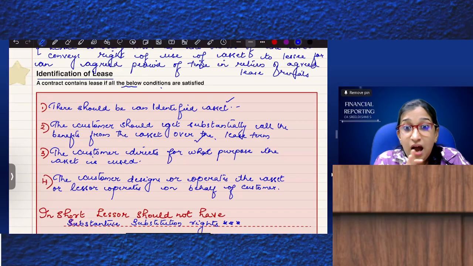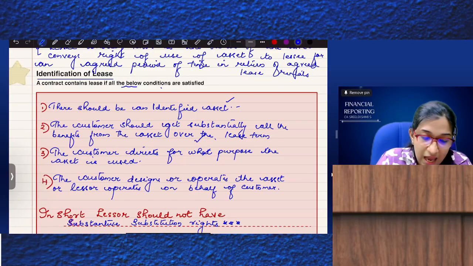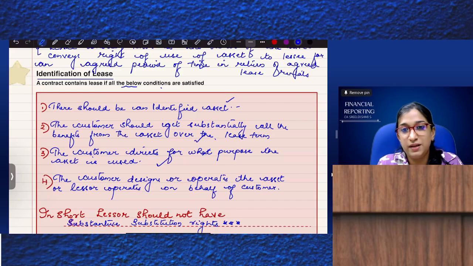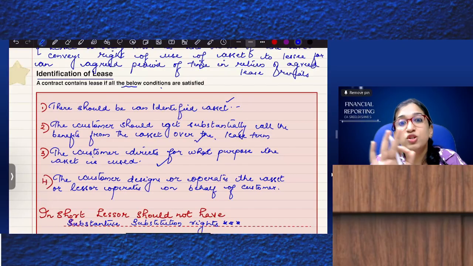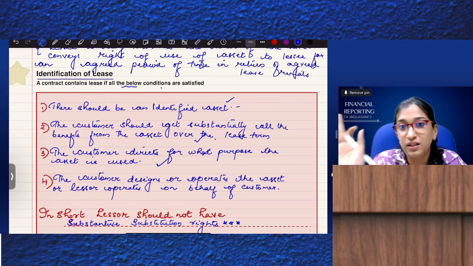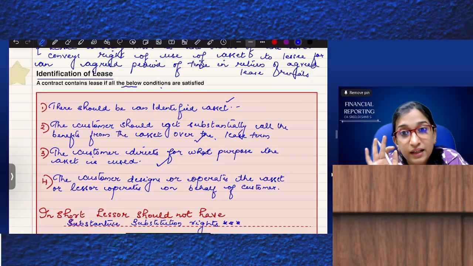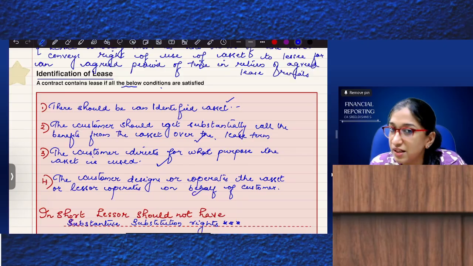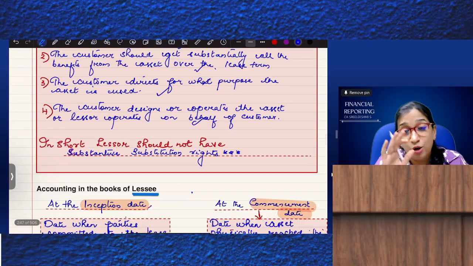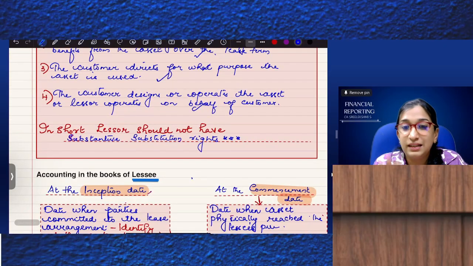the lease term. The customer should get all the benefits from the asset during the lease term, and the customer directs for what purpose and how the asset is being used. The full right of use is given, which means the lessor does not have the right. Who has the right throughout the lease term? The customer, the lessee. And the customer designs or operates the asset, or the lessor can do it on behalf of the customer. So these four points should be identified, and only then can it be concluded that the contract contains a lease.